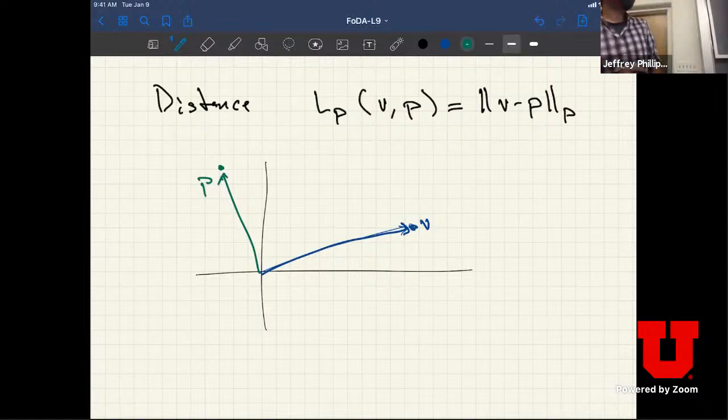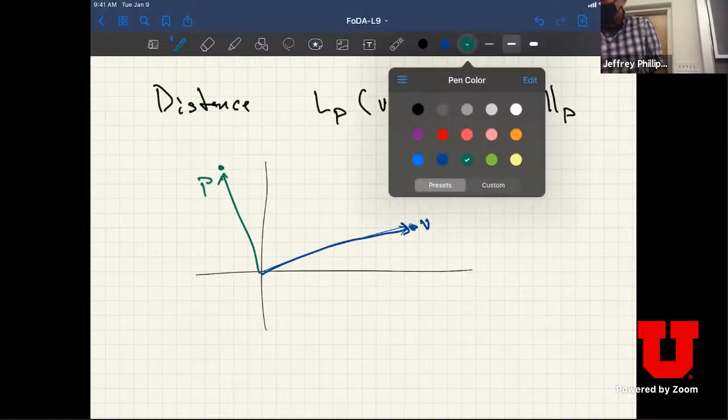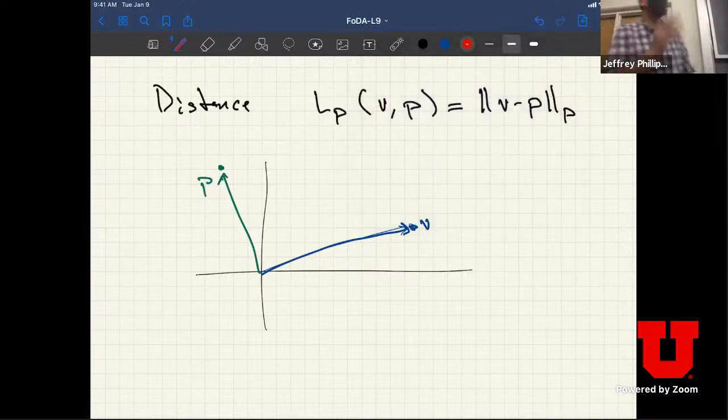Well, let's do the L2 norm. This is easier to think about. You could use one of the other norms, but let's just do the L2 norm. Well, the distance between them, I should think of them as points. Okay, and the distance between the points is just this length here.